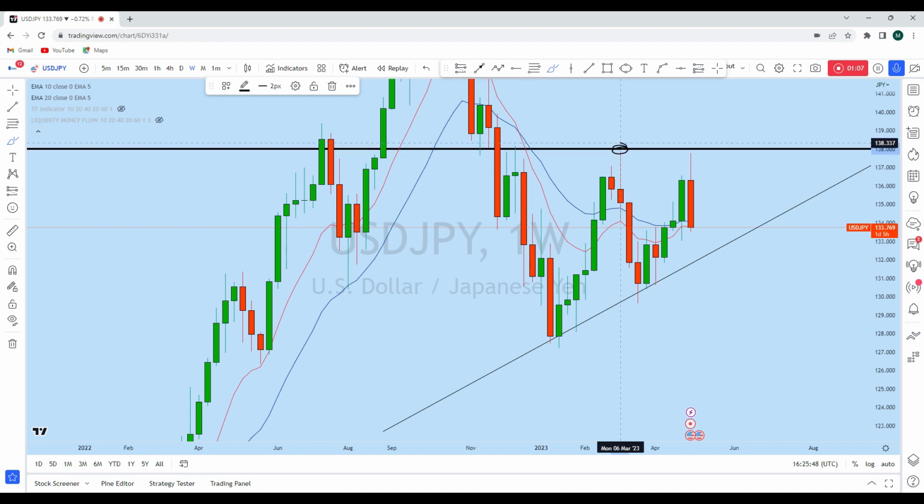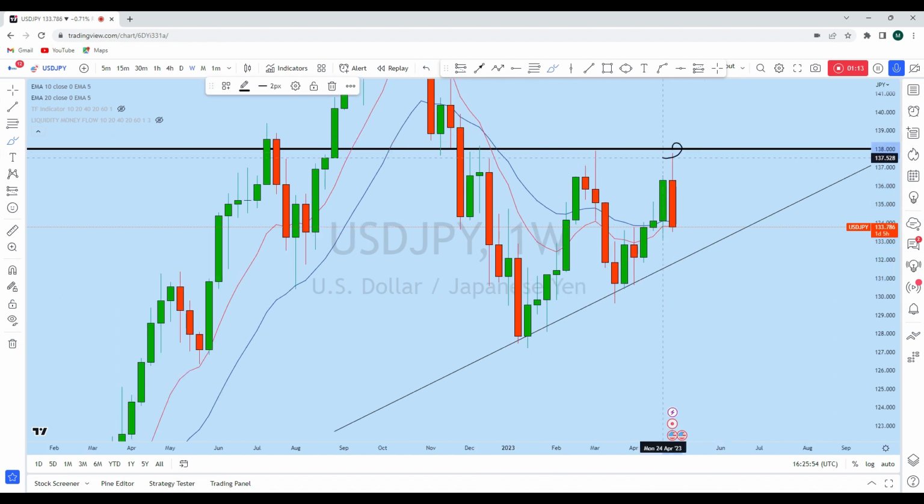from the weekly and created this impulse, followed by a bullish impulse to that level, and the price failed to create a new higher high, instead created a lower high. Because it failed to create a higher high, we could see it might come down to create a new lower low.